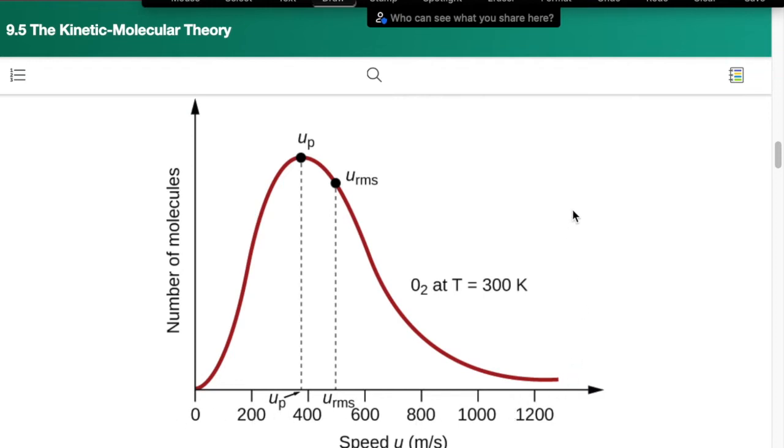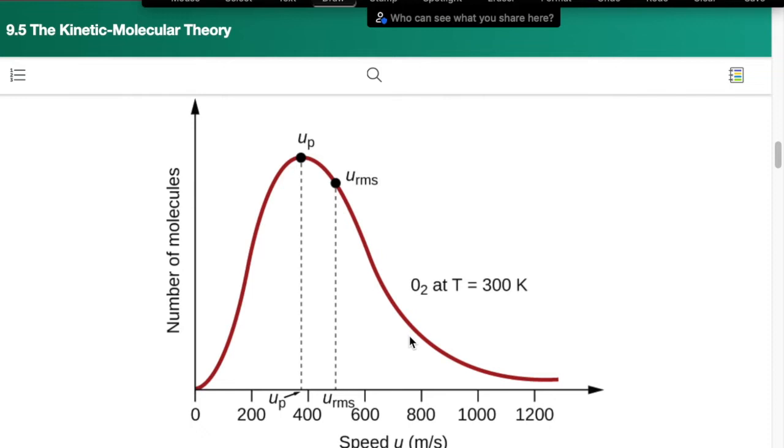So the temperature is a measurement of the average kinetic energy because we have a lot of different gas particles, and some of them are moving slower and some of them are moving faster. We have a distribution of speeds. So this peak at the top is the speed that the most molecules have. So this is the most likely speed that a molecule could have because the most molecules have that particular speed.